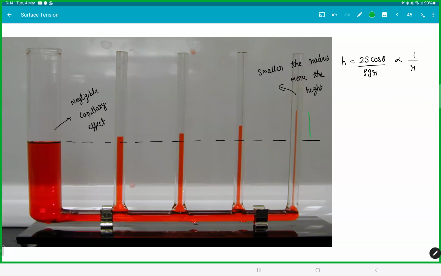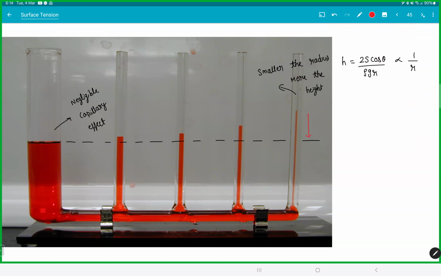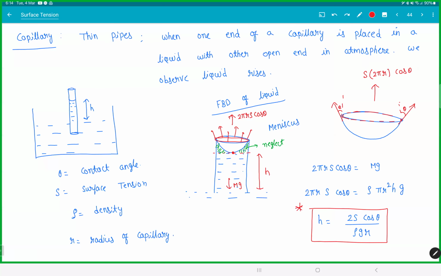So this extra height you got is because of surface tension. Let me use red. This screen is bad. Because still here, the fluid pressure will balance the heights. The reason you got that extra height is because of surface tension. Is this picture clear, everyone? Any doubts on this page, please ask me. All clear with this?